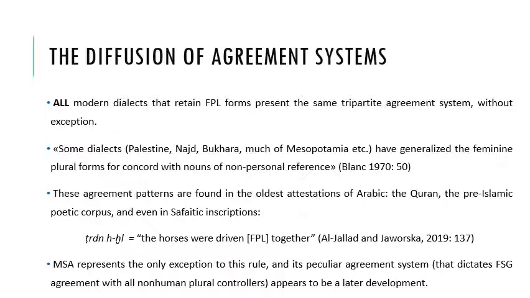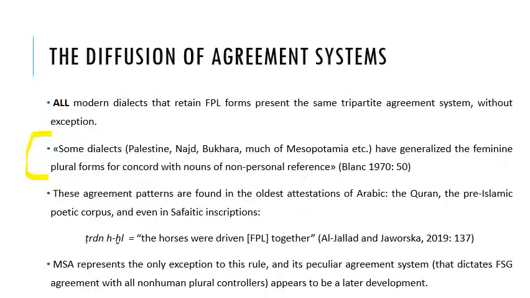It has sometimes been suggested that this specific agreement pattern, feminine plural agreement with non-human nouns, is an innovation of certain dialects. It is not. I have reported this quote from Blanc, you have it here, where he calls this pattern a generalization of some dialect, which implies that these dialects, at least some of them, started out with a different agreement system but then overextended the use of feminine plural agreement. Now, first of all, it is not some dialects, it's actually all of them. And then this is no generalization at all.